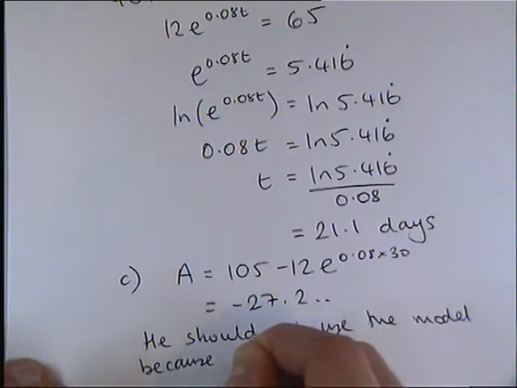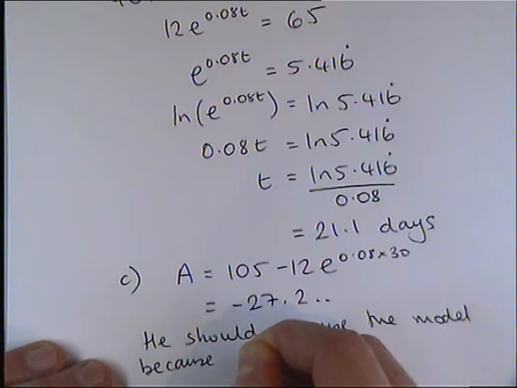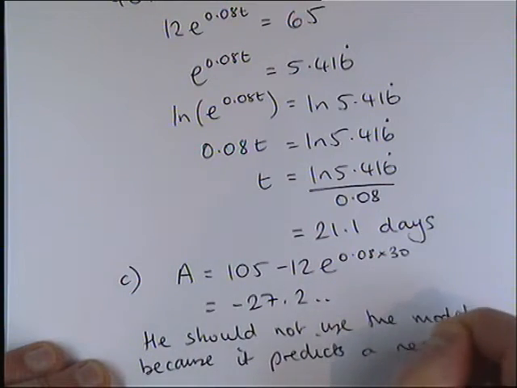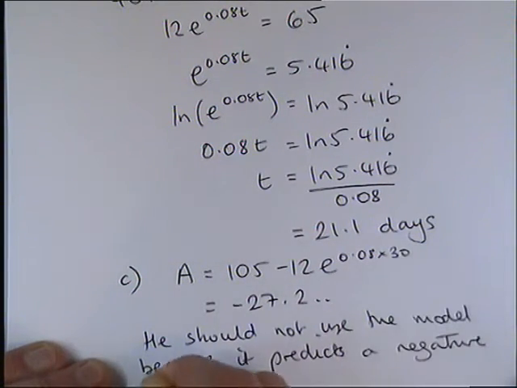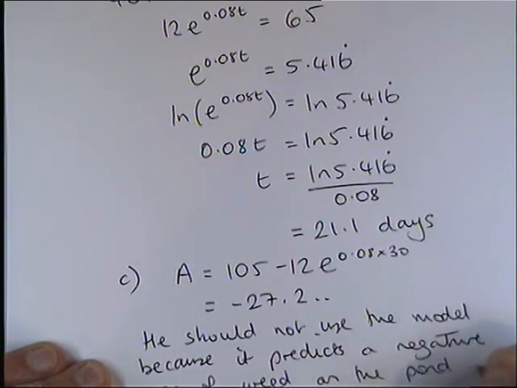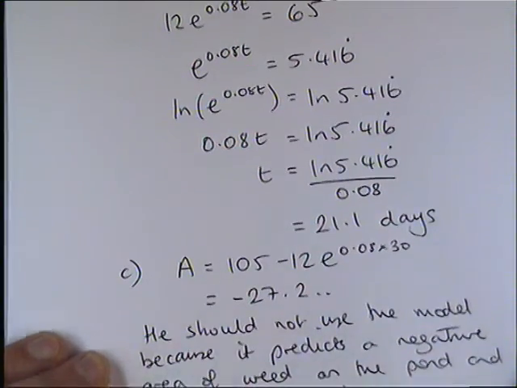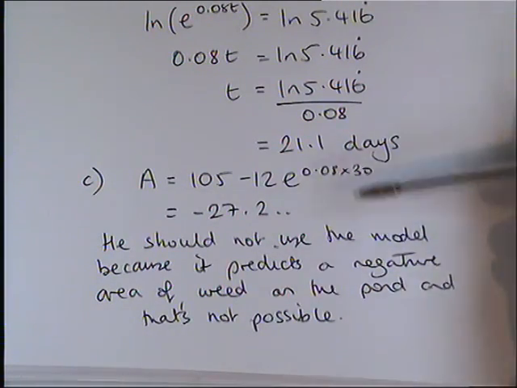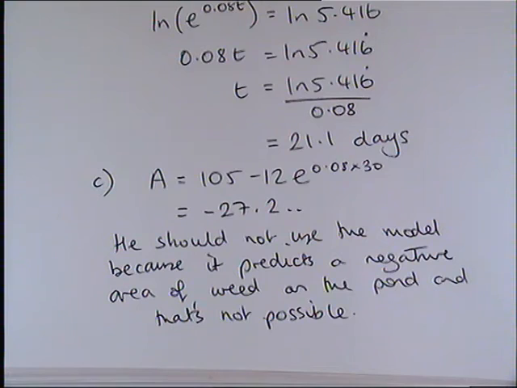Because it predicts a negative area of weed on the pond, and that's not possible. All right, so you need a quick calculation there to show that it's negative, and then an explanation as to why that's a bad thing.